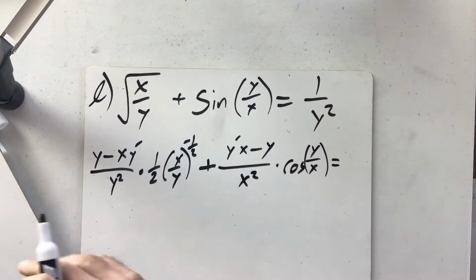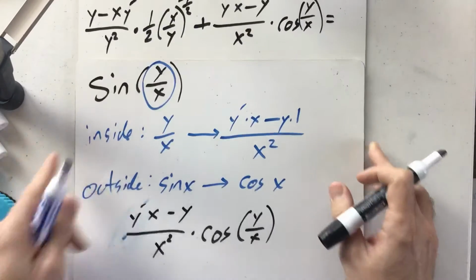Now we've got equal, and we've got to do the part on the far right, which is 1 over y squared.